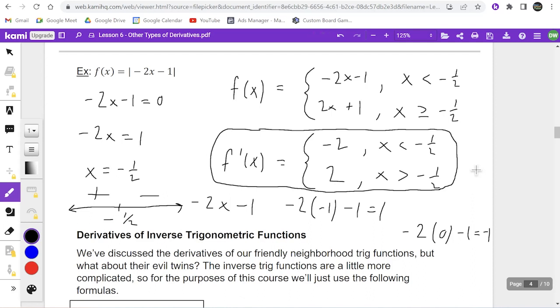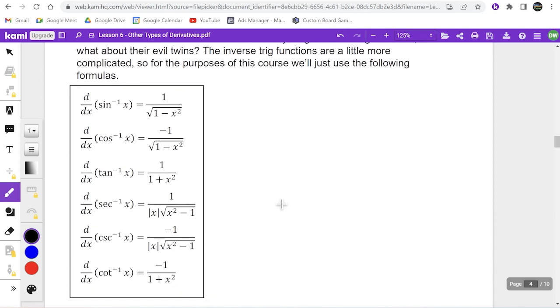Hopefully that's not too difficult, because that's the hardest part of today's lesson. And then the very last thing we're going to do is the arc trig derivatives. Honestly, I'm just going to tell you to memorize these. And I know you're not going to have time to memorize these in the short time we have together. So you can just look at these for a second.